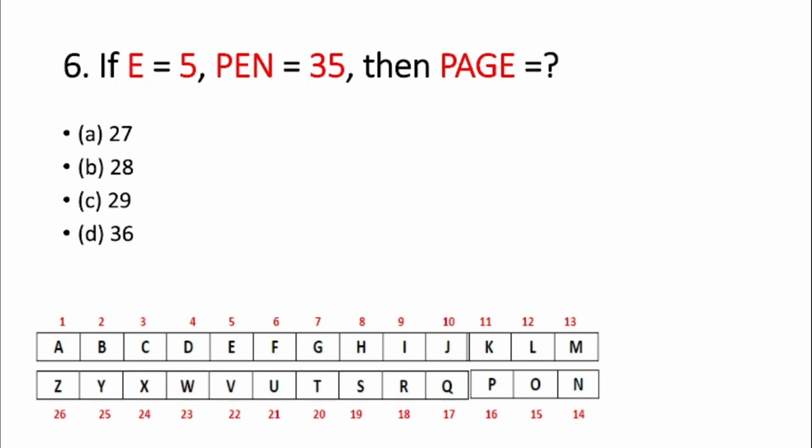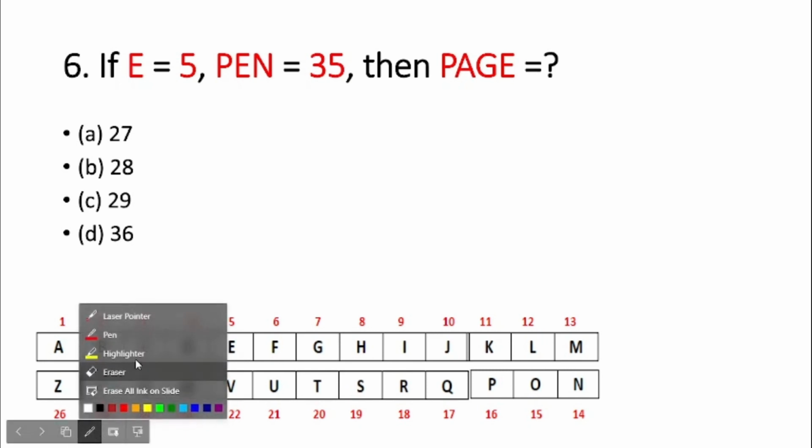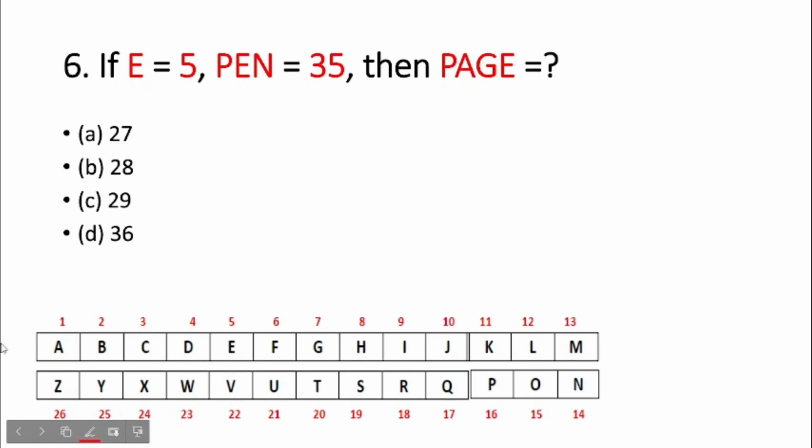Okay, so here the given question is, if E is equal to 5, pen is equal to 35, what would be page? If you see here, E is equal to 5 in the below table. That means they are using the alphabetical order as a reference to the alphabet.